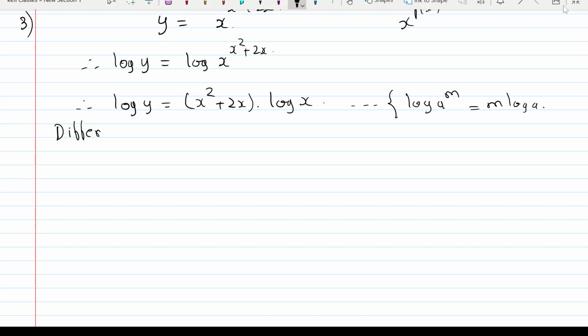Hang हो गया ये. Okay, so write it, differentiating above equation with respect to x.